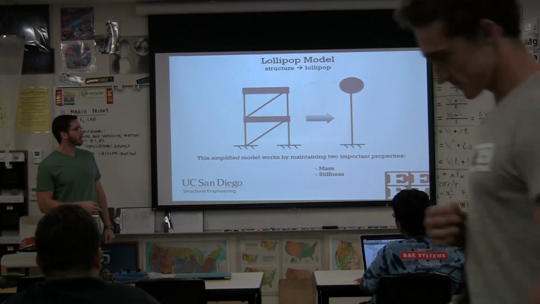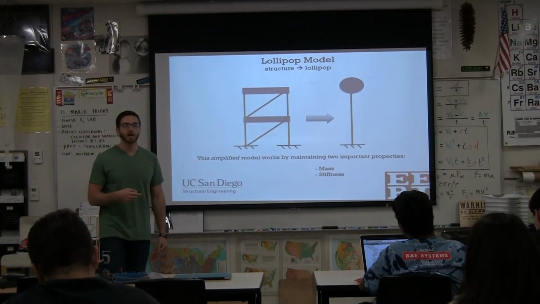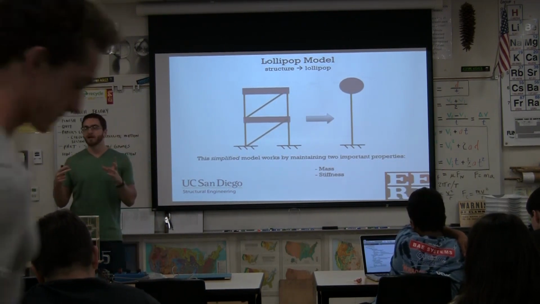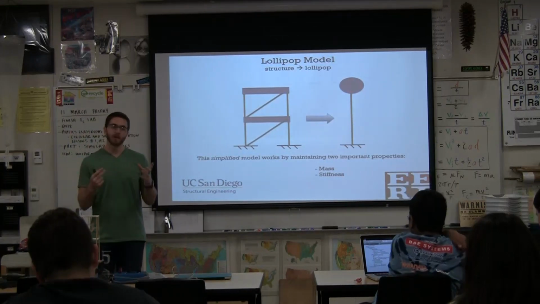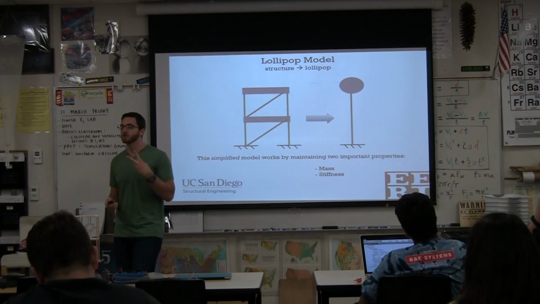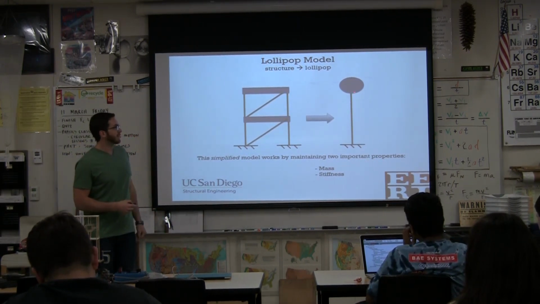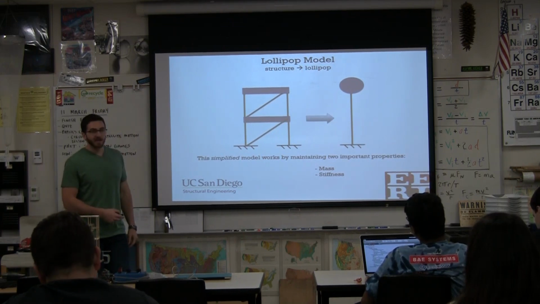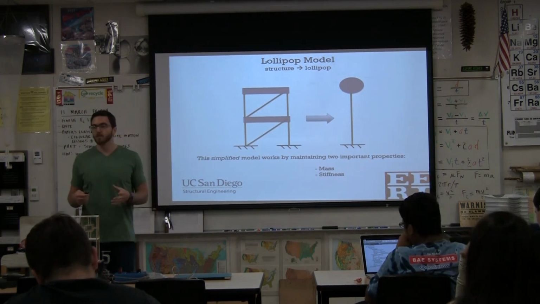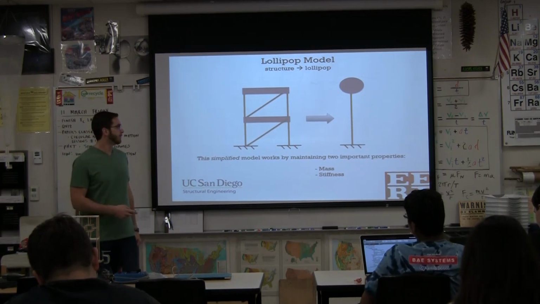This simplified model works by maintaining two important properties, mass and stiffness. We talked about those for a second when we said you guys kind of guess what different LFRS is going to have more or less stiffness. Those are two really important properties when it comes to understanding how things shake: their mass and their stiffness. So if we can make some model like this that has the same stiffness as this guy and the same mass, then it's a really good simplified model of understanding how things shake.